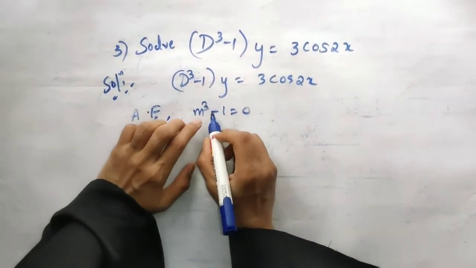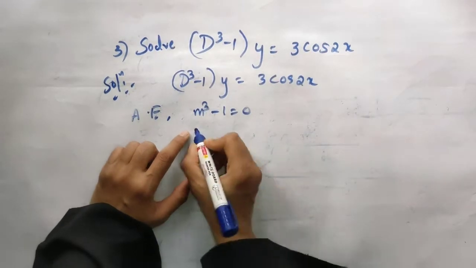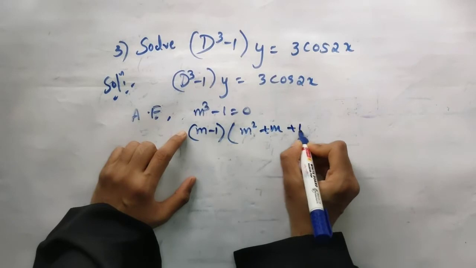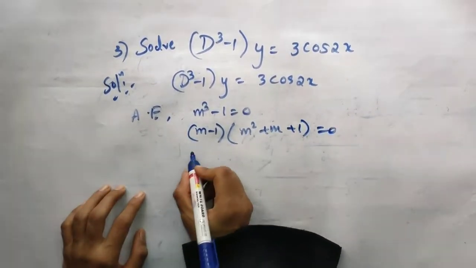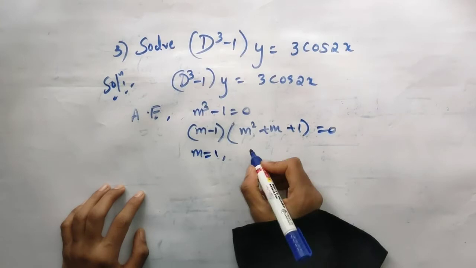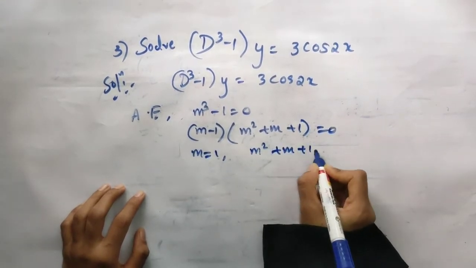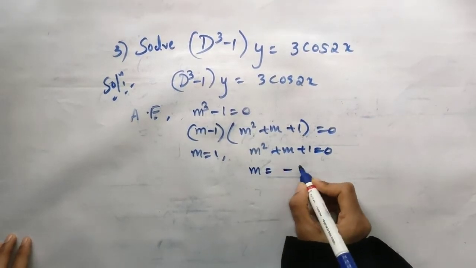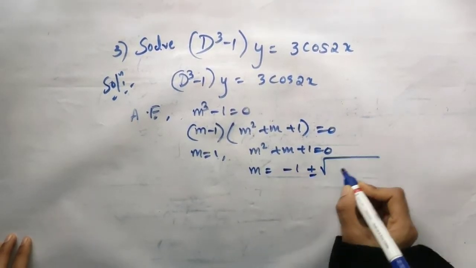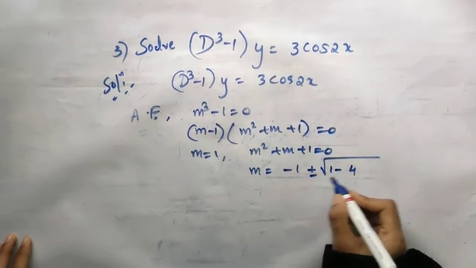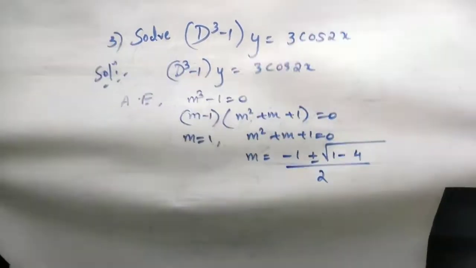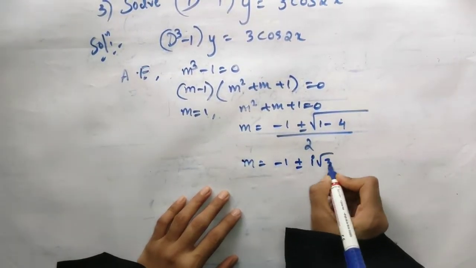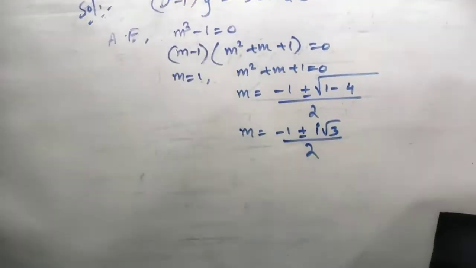You see that this is already in a cube minus b cube form, so I can write it as (m minus 1)(m square plus m plus 1) equals 0. From the first bracket it is m equals 1, you get one root. The other two roots you have to work out from this equation, m square plus m plus 1 is equal to 0. m is equal to minus b, which is minus 1, plus or minus root of b square, which is 1, minus 4ac, that is 4, divided by 2a. So m is equal to minus 1 plus or minus i root 3 divided by 2. You have got the two roots over here.